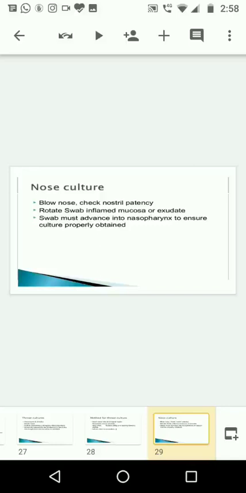Then nose culture. In nose culture, ask the patient to blow the nose, check the nostril patency, then rotate the swab. Inflamed mucosa or exudate will be on the swab, and the swab must be advanced into the nasopharynx to ensure the culture is properly obtained.